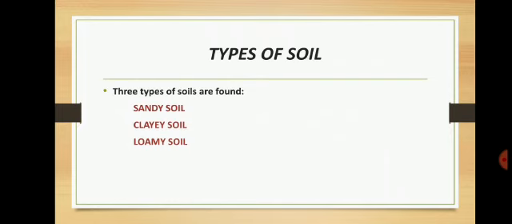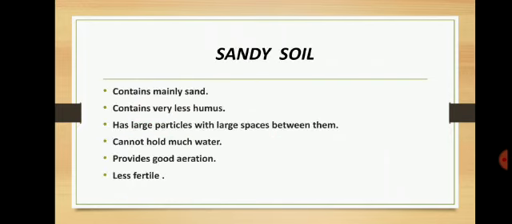As I told you, three types of soils are there: sandy soil, clay soil and loamy soil. Now let's discuss sandy soil. Sandy soil contains mainly sand. It has large particles with large spaces. Hardly any clay or silt is in it. Next, sandy soil contains very little humus. Sandy soil is mostly found in desert areas. It has larger particles with large spaces between them.